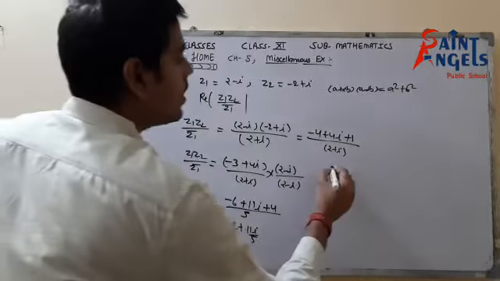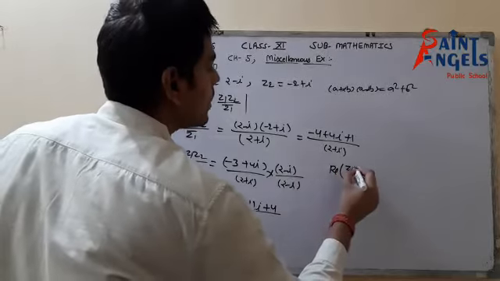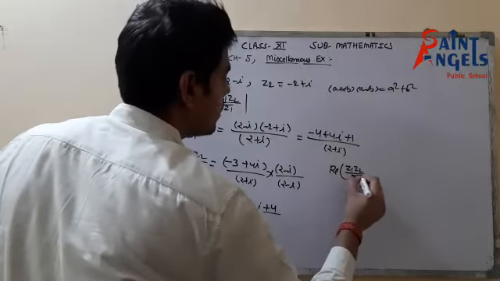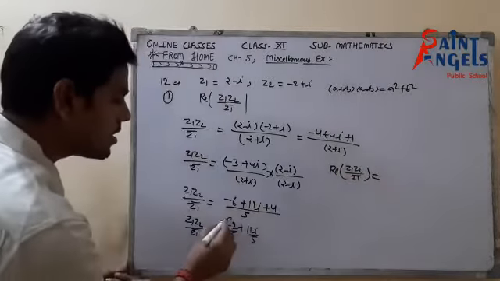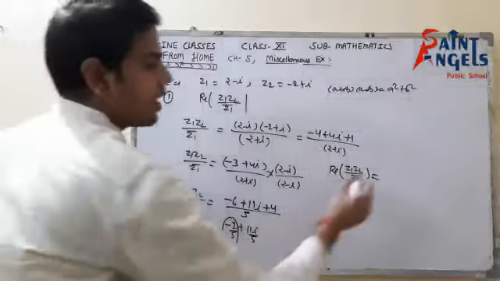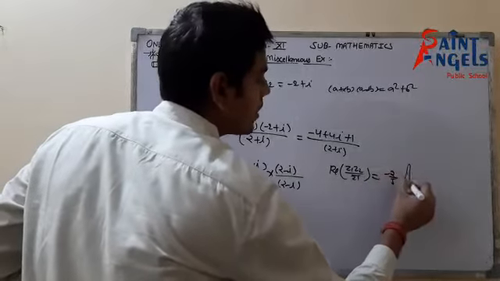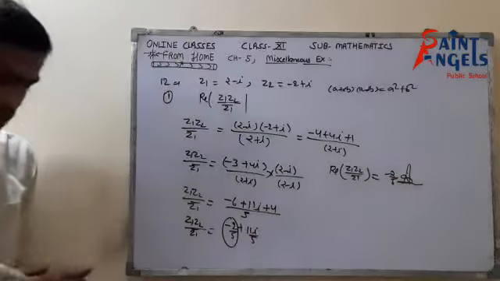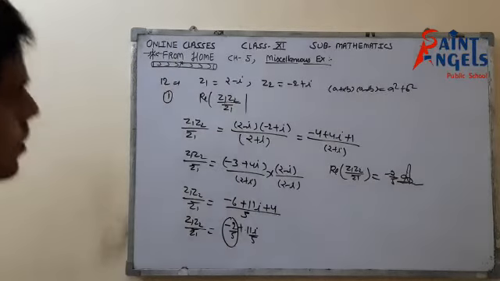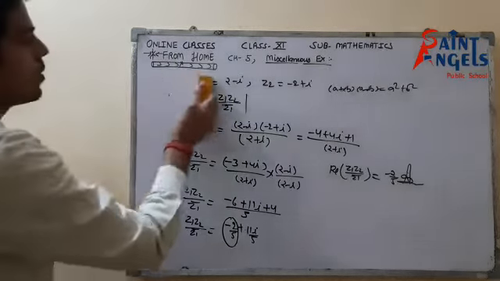We have to find the real part of z1 z2 upon z1 conjugate. So the real part of this is minus 2 upon 5. That is the answer. Isn't it very simple? Very basic question. Okay, so now please pause the video and note it down.